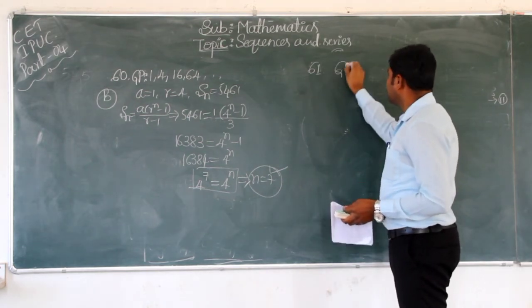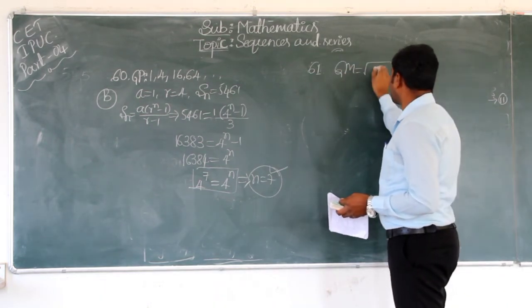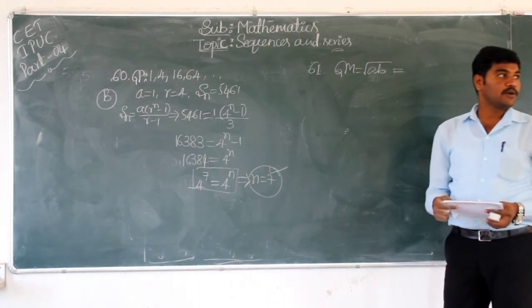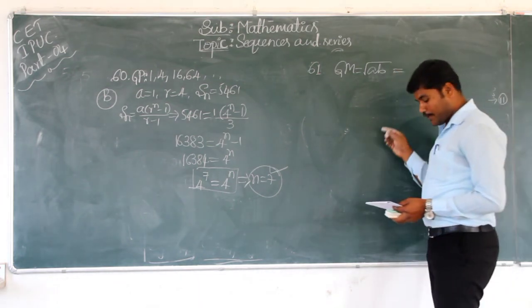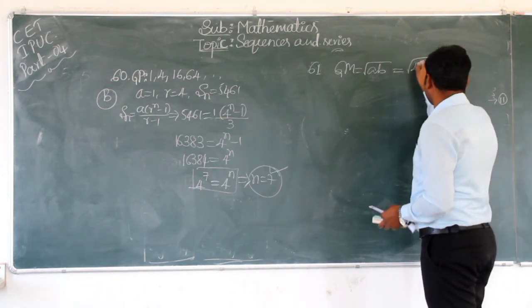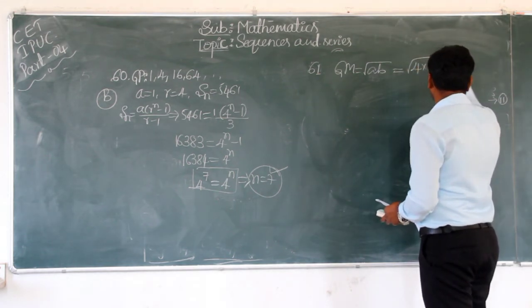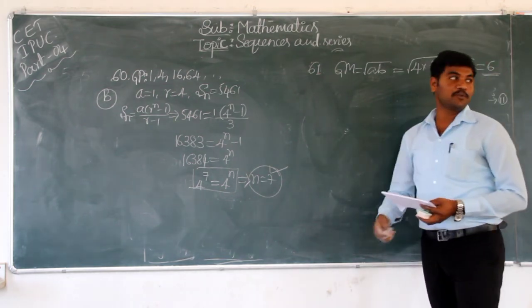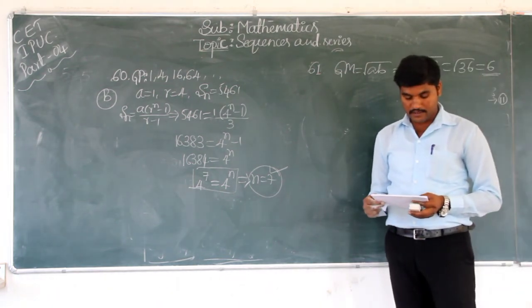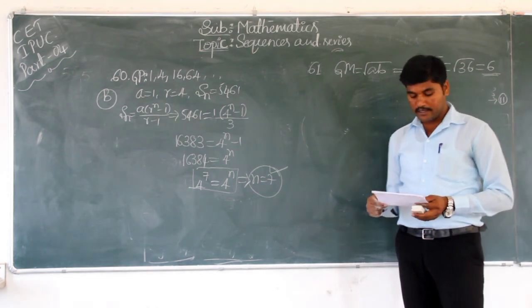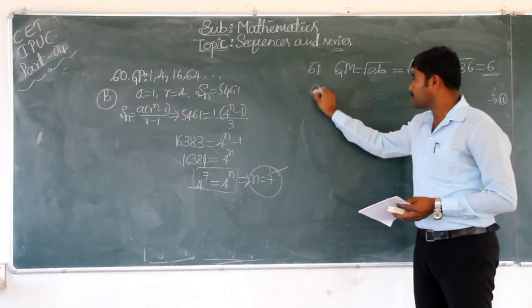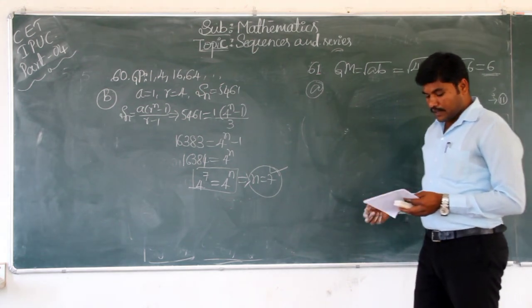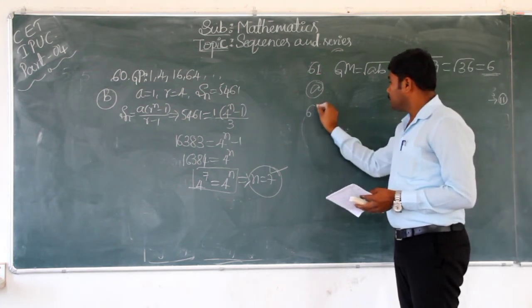You know that the geometric mean between two numbers is calculated by root AB. Here we are given two positive numbers, so root AB becomes the square root of 4 into 9, which is equal to root 36, and root 36 is 6. The geometric mean of the two positive numbers is 6. Check the options: option A is 6, B is 8, C is 9. Option A is the correct answer.